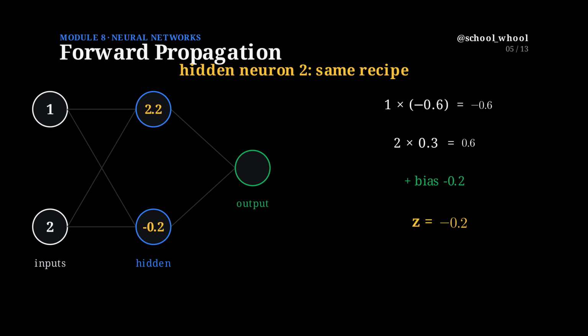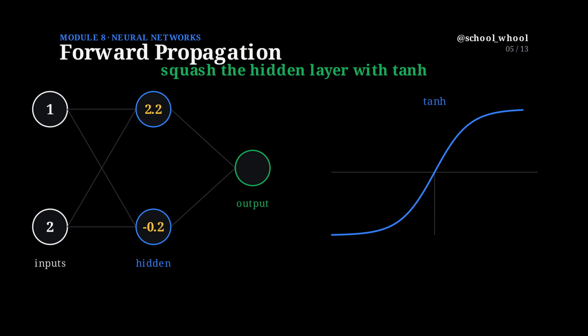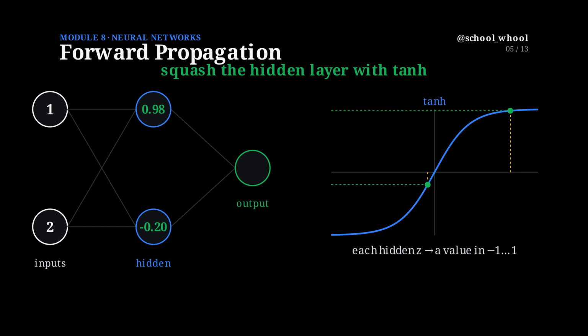Each Z now passes through the hidden layer's activation. Here, the tanh function, an S-curve that squashes values into the range -1 to 1. Feed 2.2 through the curve and it comes out at about 0.98. Feed minus 0.2 through, and it comes out at about minus 0.20. Those 2 squashed numbers are what the hidden layer passes forward.